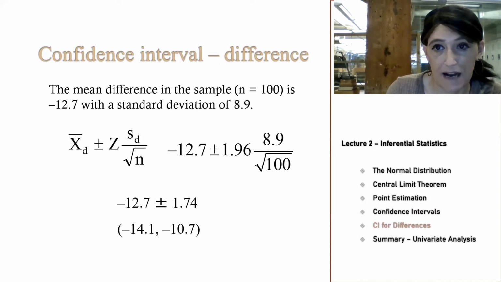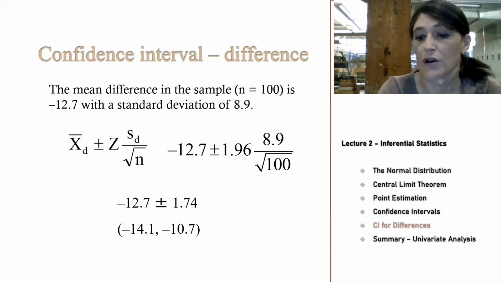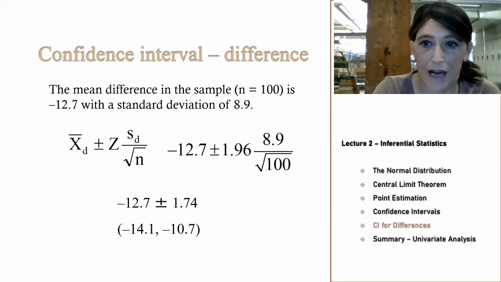We can't be exact about how far apart they are, but it's somewhere between 10.7 and 14.1 points, which we'll learn as we go forward actually suggests that there is a statistically significant difference between these means, but we're not quite there as far as talking about that yet.